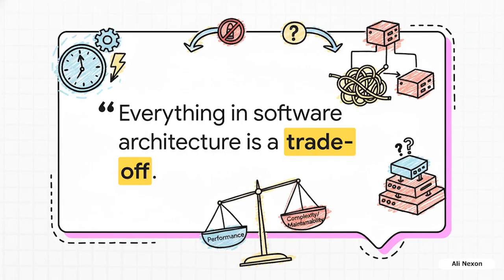Okay, let's get the most important rule of the game on the table right away. It's the first law of software architecture. Everything is a trade-off. There are absolutely no silver bullets, no perfect answers. Every single choice you make that gives you a win in one area, like, say, performance, is almost certainly going to cost you somewhere else, maybe in complexity or how easy it is to maintain later on.